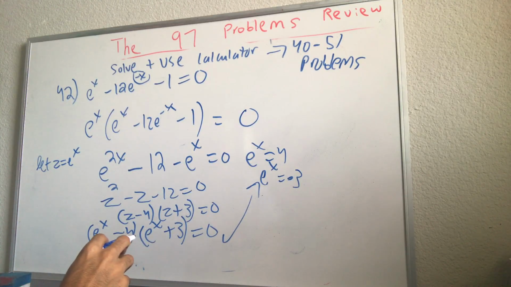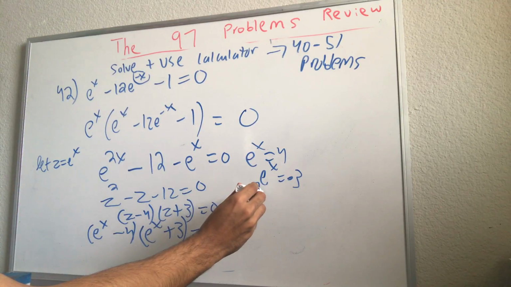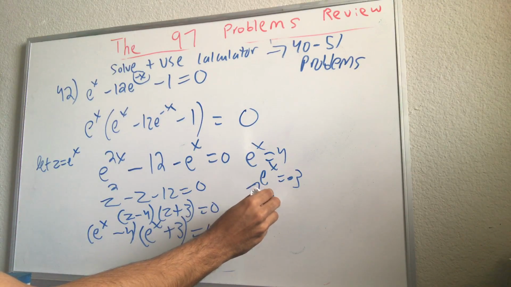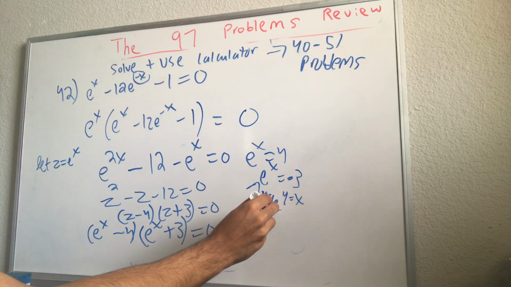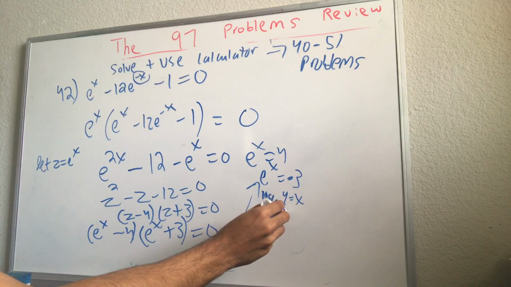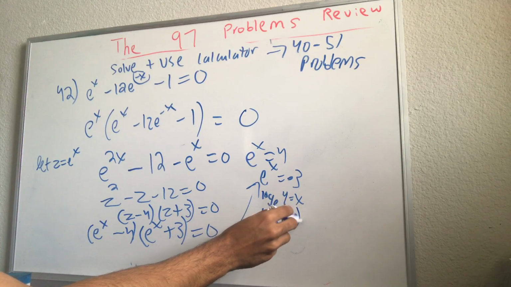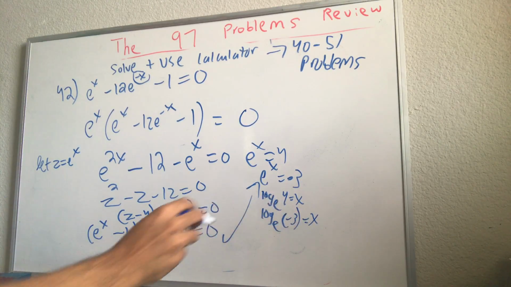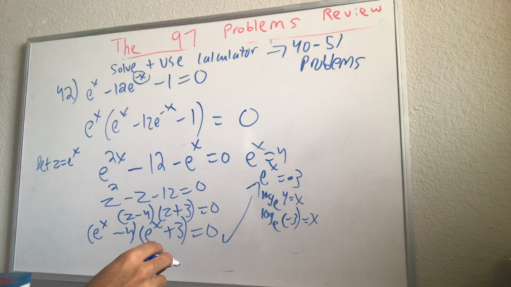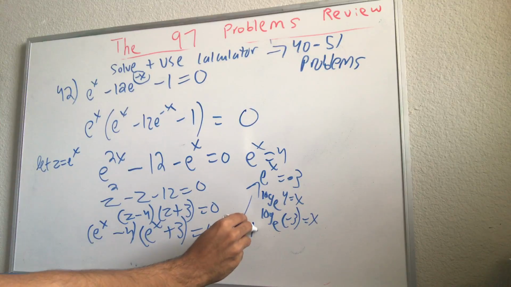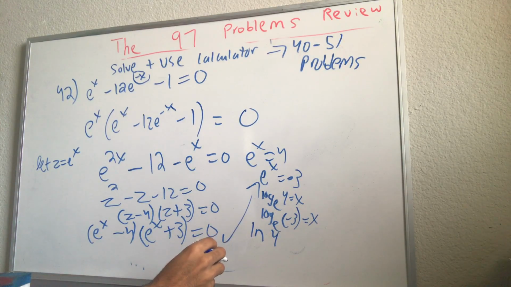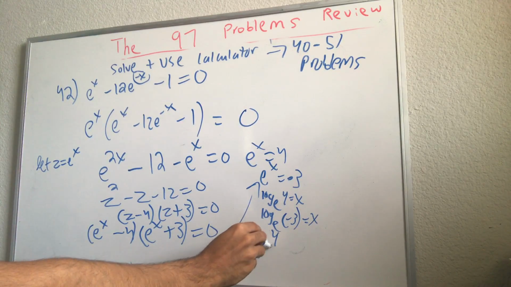Again, we can put this in logarithmic form here. So we can say that log base e of 4 is equal to x. Log base e of negative 3 is equal to x. We have these two problems here that we want to solve. And log base e of 4 is really just ln of 4. Log base e of negative 3 is ln of negative 3.